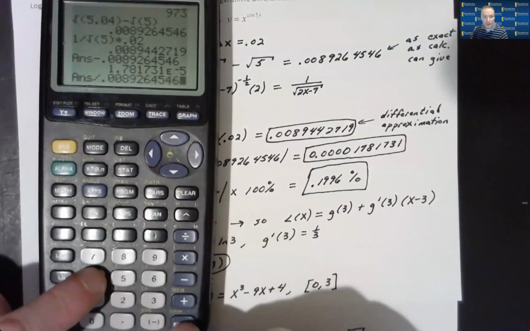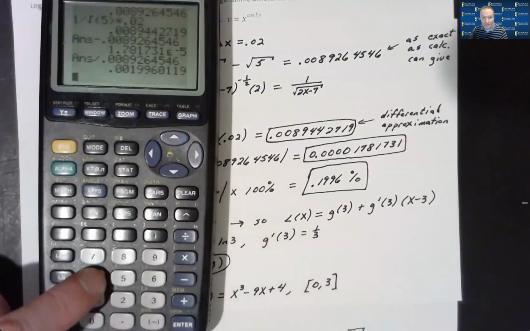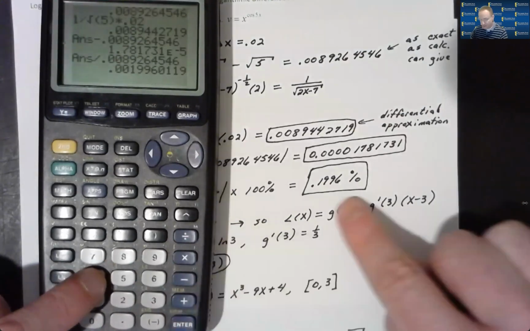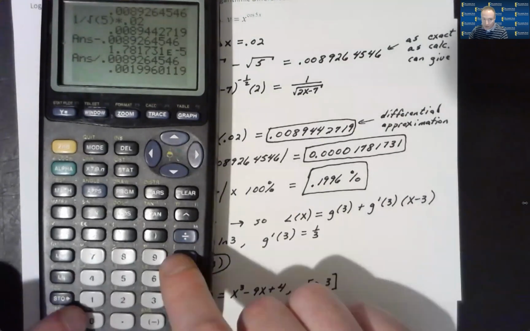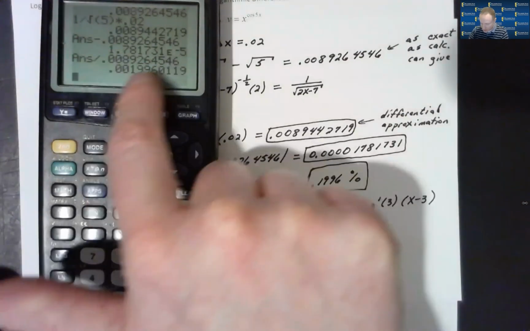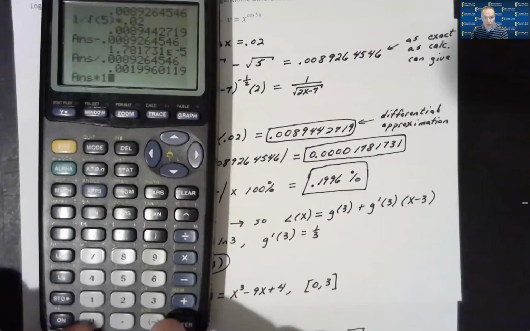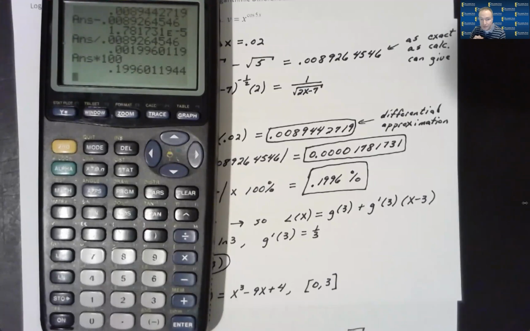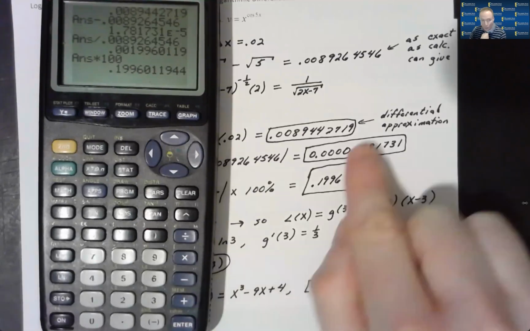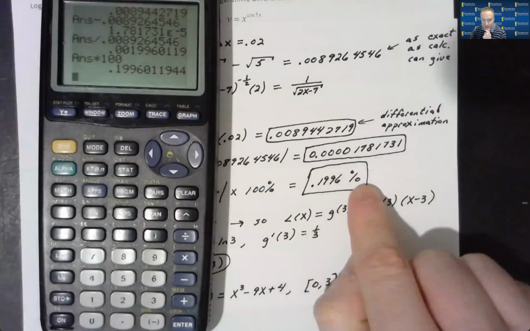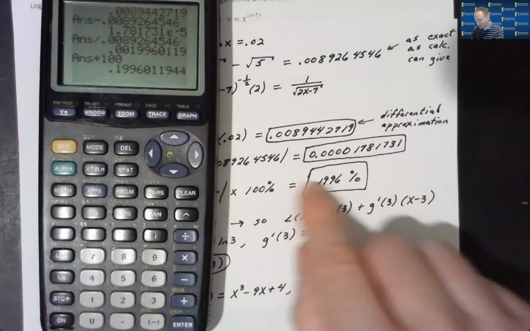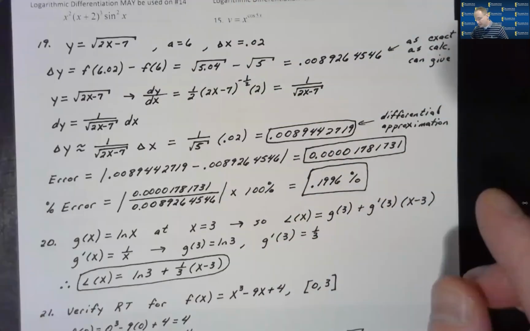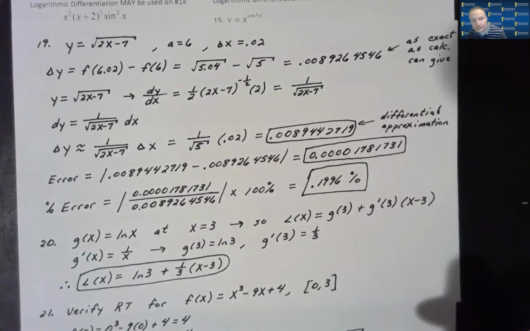0.0089264546. And when I do, I get this value, and I can say, oh, but I haven't multiplied it by 100%. So you can either just say all you have to do is move the decimal place 2 places or times 100 to change to a percentage. And then this tells you that the percentage error for this approximation is less than 0.2%. I'll call it 0.1996% error in this case. So way less than a 1% error, less than a 0.2% error.